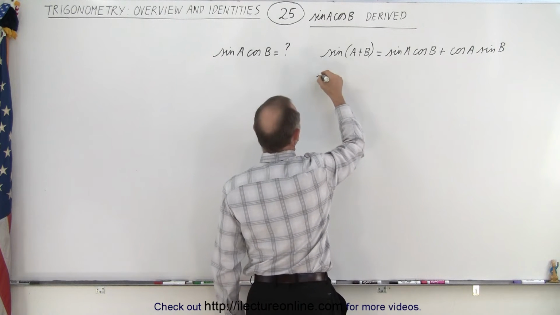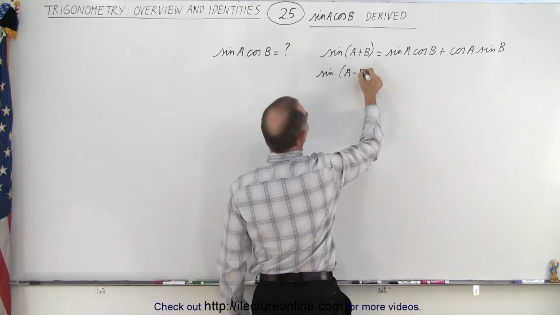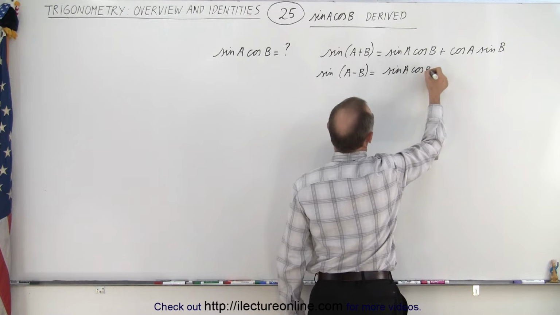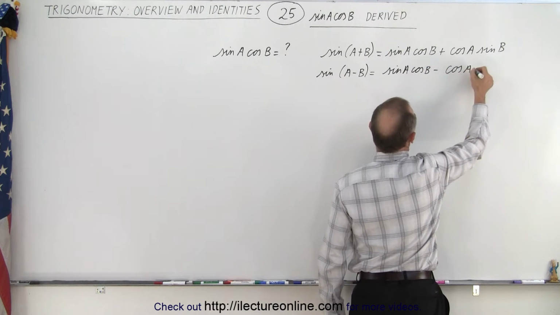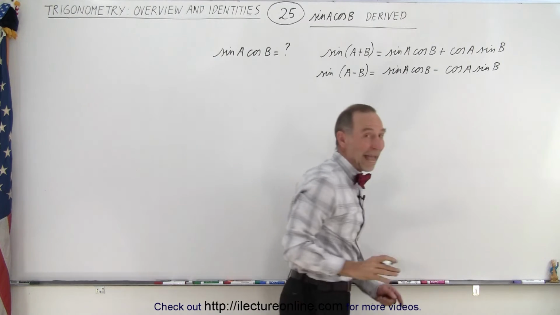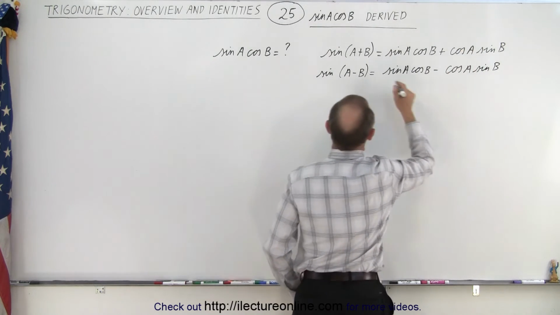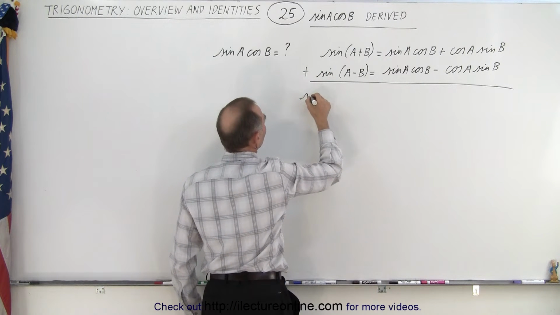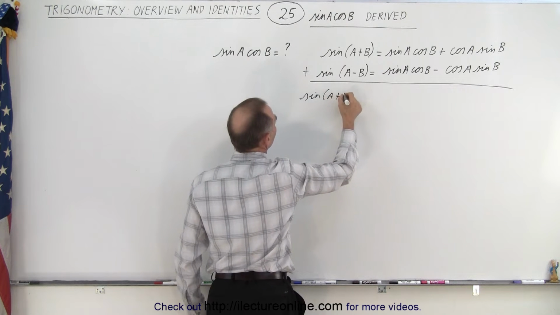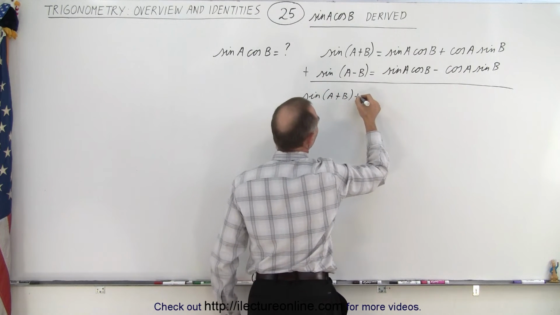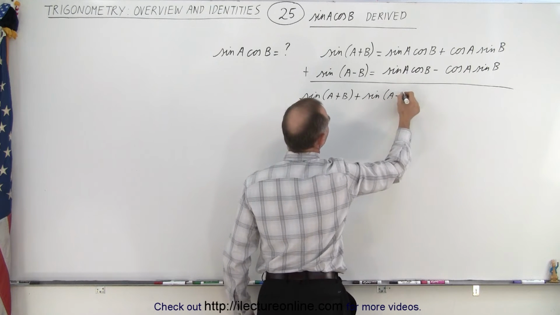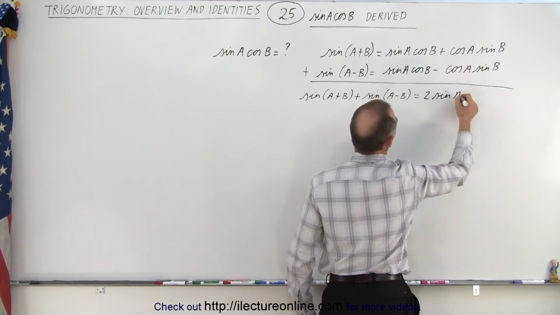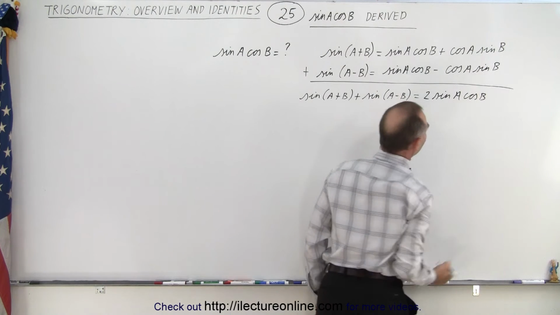That means we want to get rid of this and keep this. So let's try this identity, the sine of A minus B. So this is equal to the sine A cosine B minus cosine A sine B. And now you realize when we add those two together that these two terms will cancel out. So we're going to add these together, so on the left side we end up with the sine of A plus B plus the sine of A minus B. And that is equal to 2 times the sine of A cosine B, and this ends up being 0.